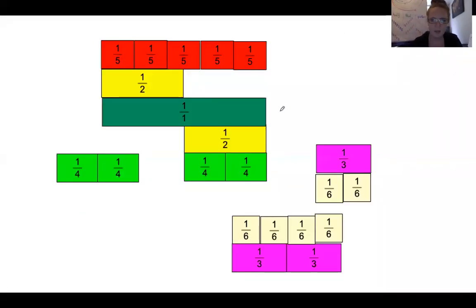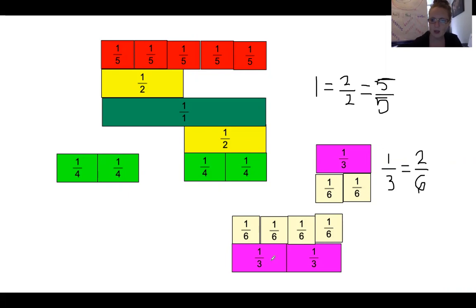Let's look at this again. So if I wanted to look at my whole 1, I know that 2/2 is equivalent to my 1. And I know that 1/5, 2/5, 3/5, 4/5, 5/5 are also equivalent to my 1. My 1/3 is equivalent to 1/6, 2/6. And let's see here, 2/3, this time I have 2/3, is equivalent to 1/6, 2/6, 3/6, 4/6.